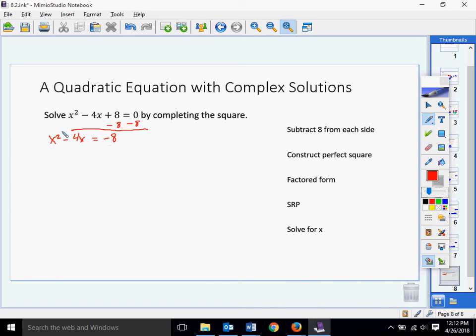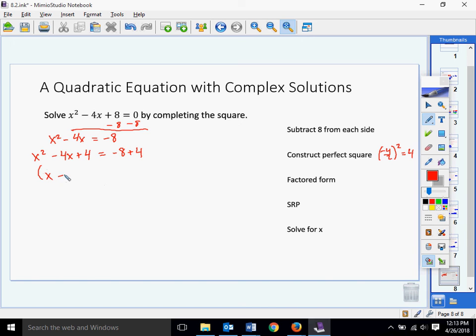Now I'm ready to construct the perfect square because it's just an x squared term and an x term. In order to do that, look at your middle term. It's a negative 4. You need to cut it in half, so get negative 2, and then square it, which would be 4. That's what I'm going to add to both sides. So x squared minus 4x, add 4. Take your negative 8 and add 4.